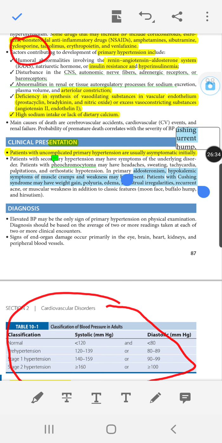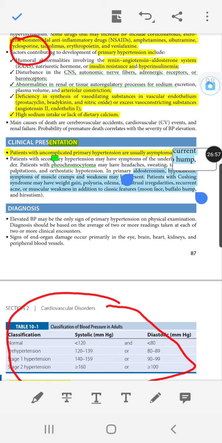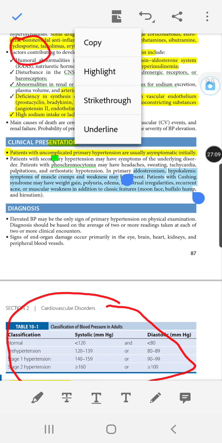Patients with Cushing syndrome may have weight gain. If the patient is suffering with Cushing syndrome, weight gain, polyuria, edema, menstrual irregularities, recurrent acne, or muscle weakness may occur, in addition to classic features. So, classic moon face, buffalo hump, and hirsutism. Hirsutism means hair on the face or abnormal areas, not the normal one. So when there is hair growth on the face, on the chin, it means the person may suffer with Cushing syndrome.